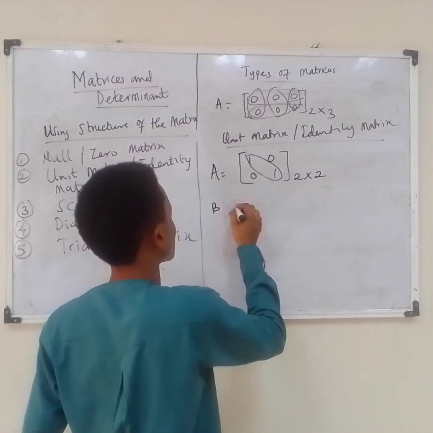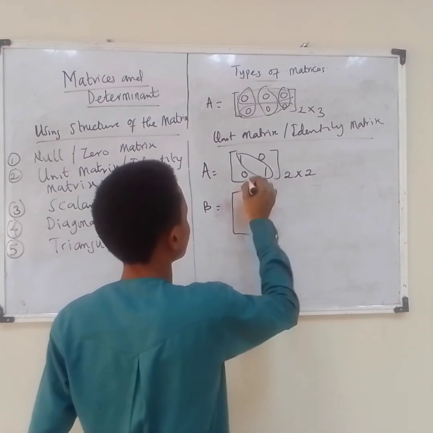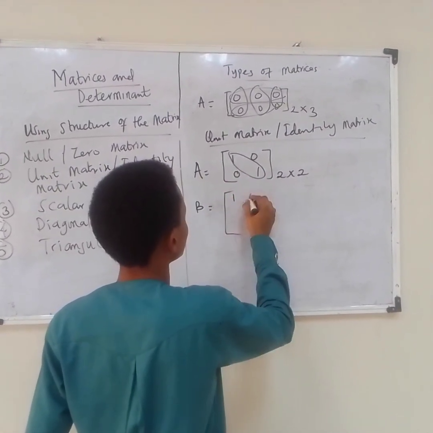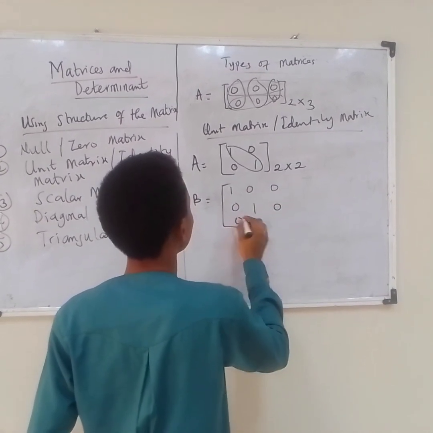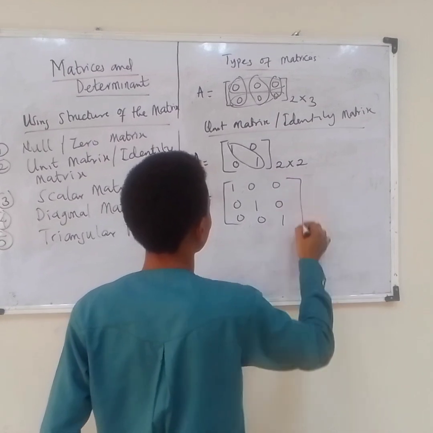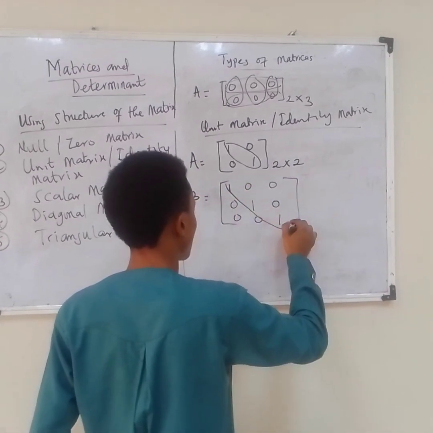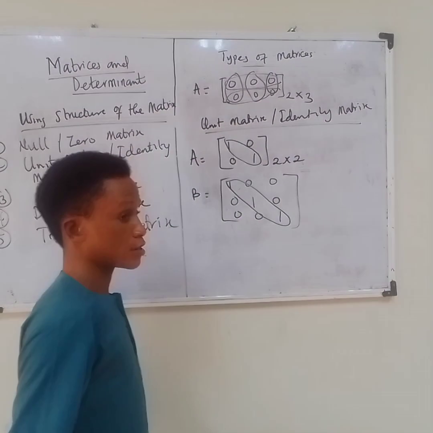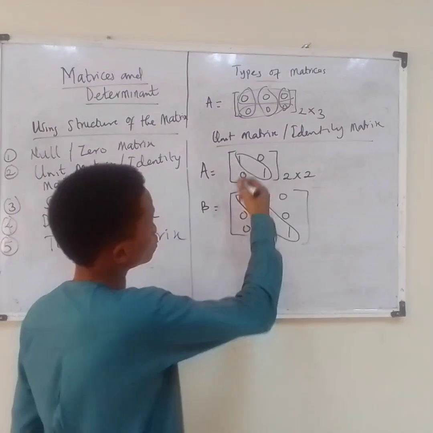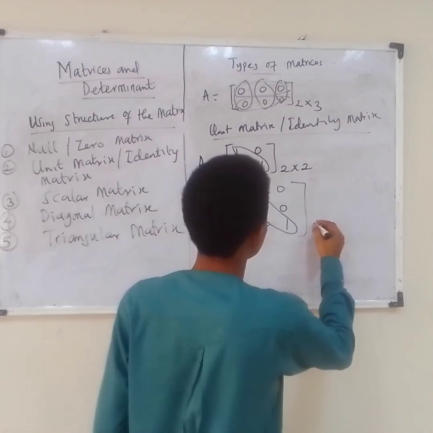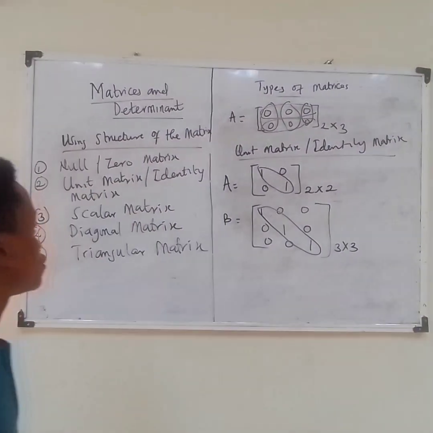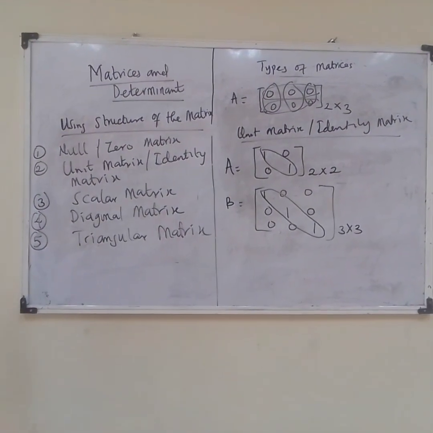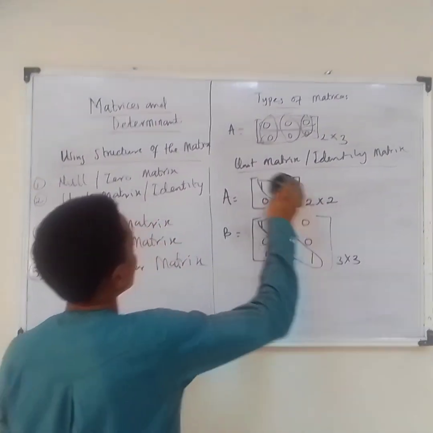If for instance, okay, let's say 1, 0, 0, 0, 1, 0, 0, 0, 1. Now, in the leading diagonal, we have what? 1 or 2. So that's what? An identity matrix. Then the other one, we have what?